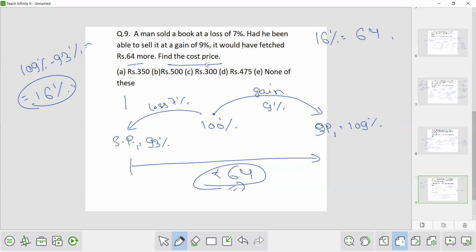So 16% is equivalent to 64. Now you have to find the cost price. The cost price is always taken as 100%. So 100% is equivalent to how much? This is 4 times from here, so this will also become 4 times. That is 400 is the answer.